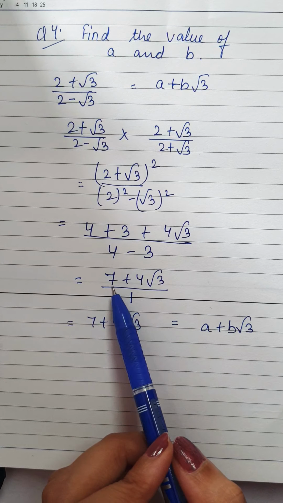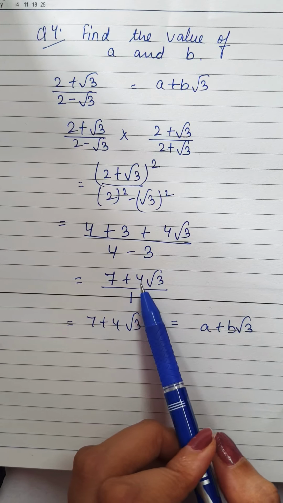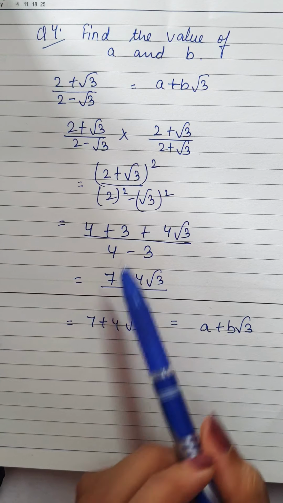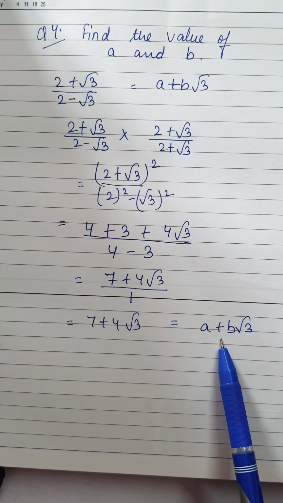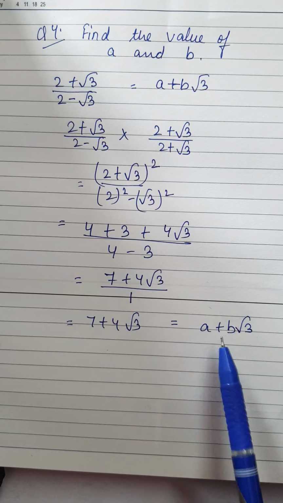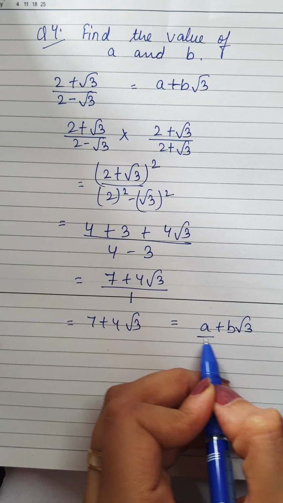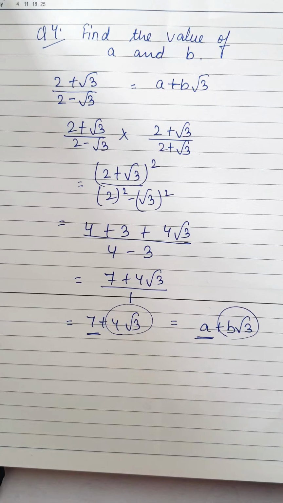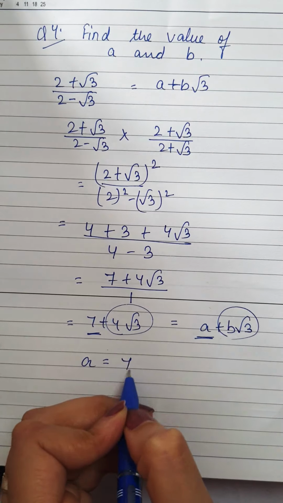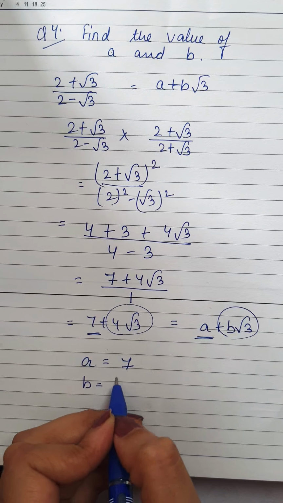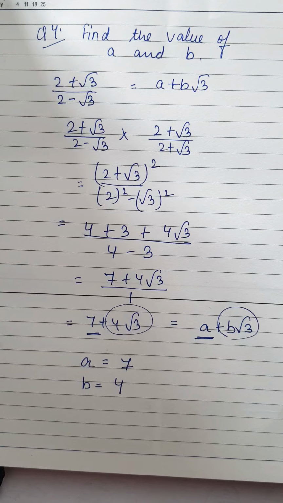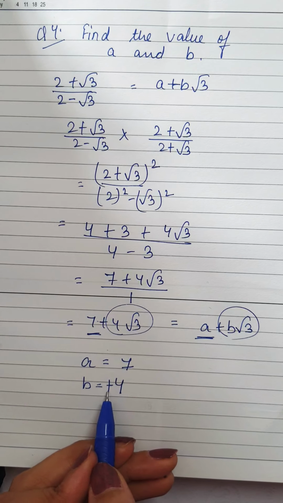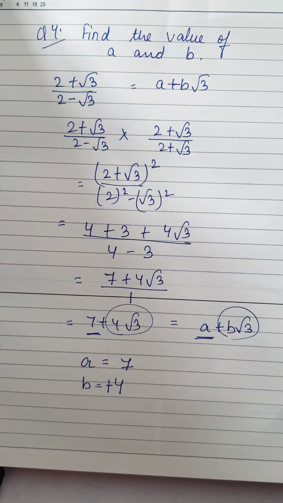Like terms I can add. I cannot add 7 plus 4. Do not make that mistake. So 7 plus 4 root 3. Now take this down, a plus b root 3, and simply you can compare this with this and the root 3 term with the root 3 term. So the value of a is 7, the value of b is 4 with their respective sign. In case I had a minus sign here, it would have been minus 4.